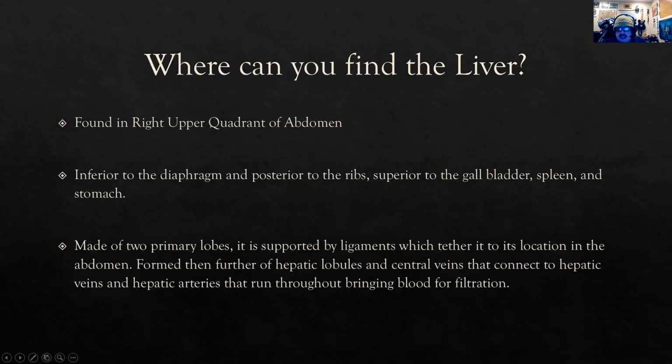The names of the ligaments are the falciform ligament, the right and left coronary ligaments, the lesser omentum, including the hepatogastric ligament, and the hepatoduodenal ligament. So all of these ligaments are combined together to really secure the liver in its spot, because it's very important that it is where it is in order to aid in digestion and filtration.